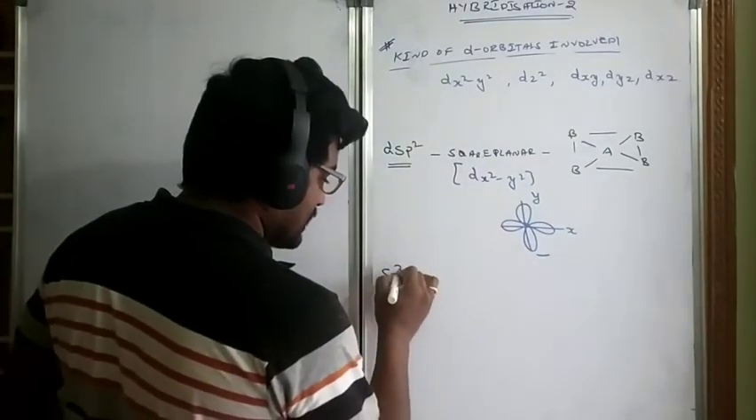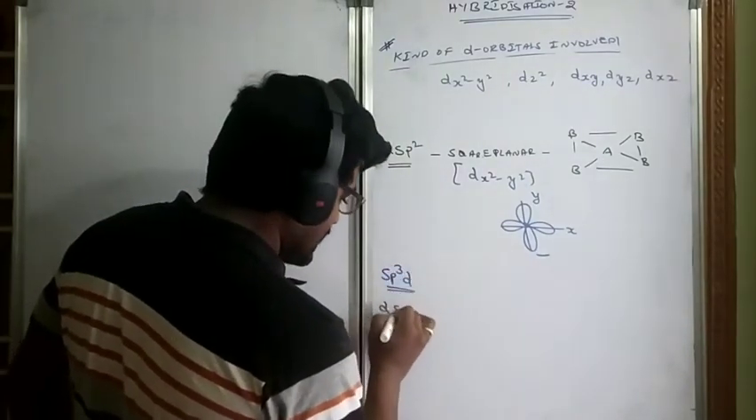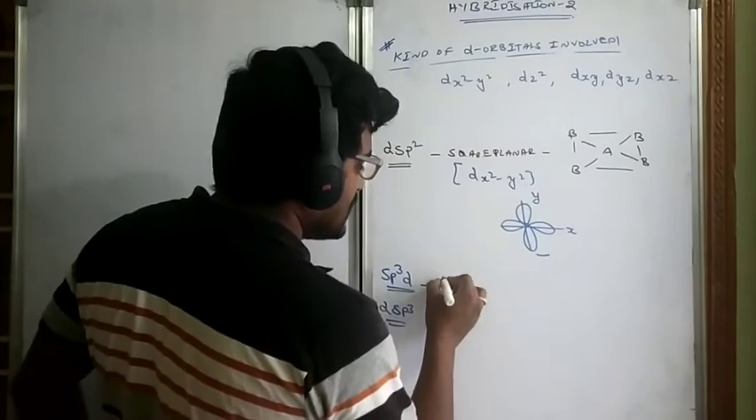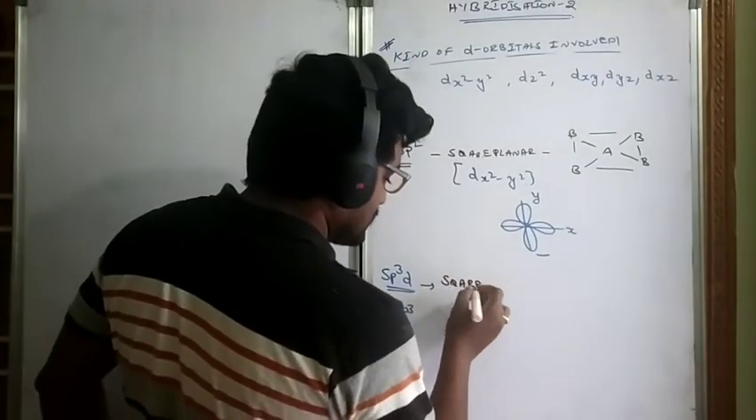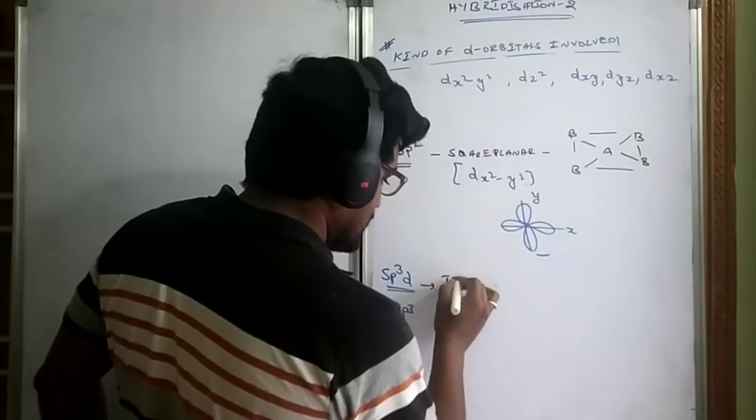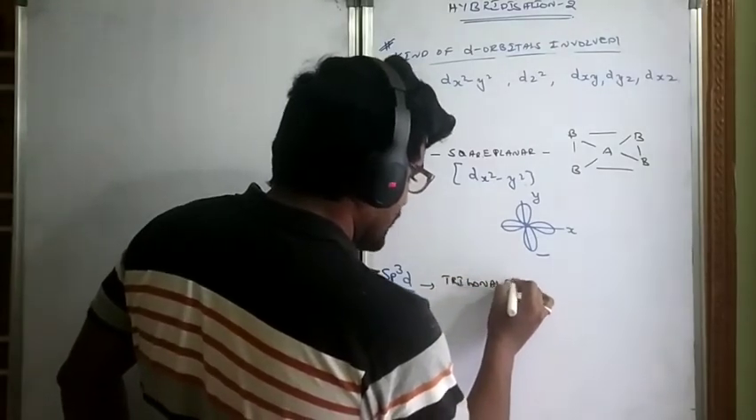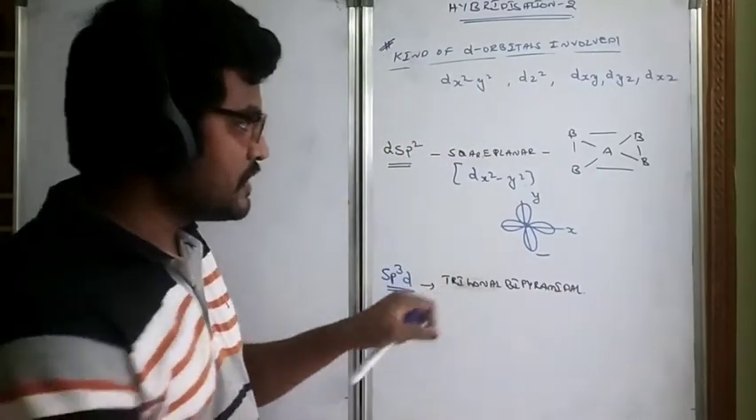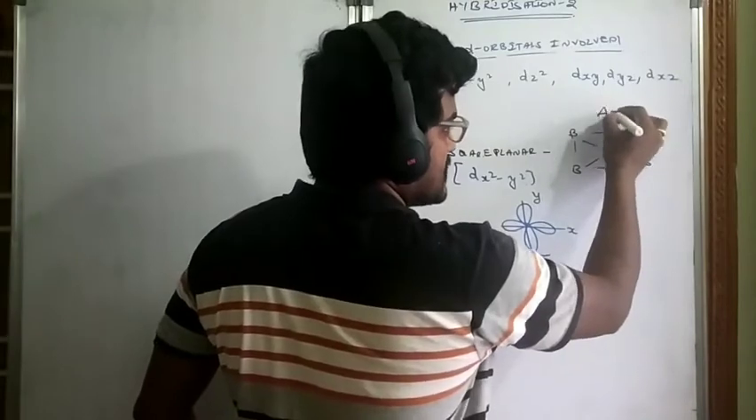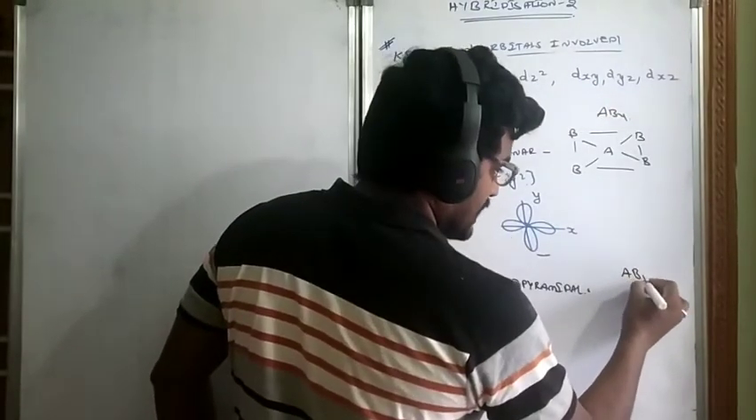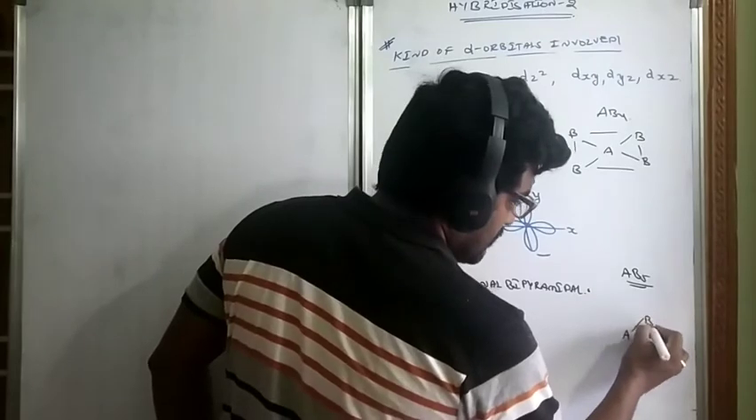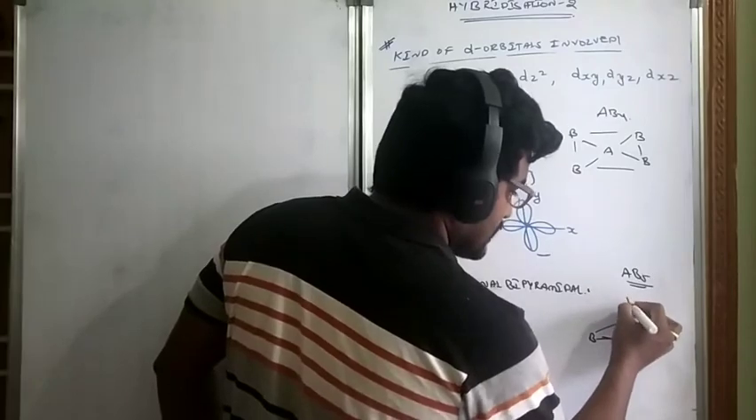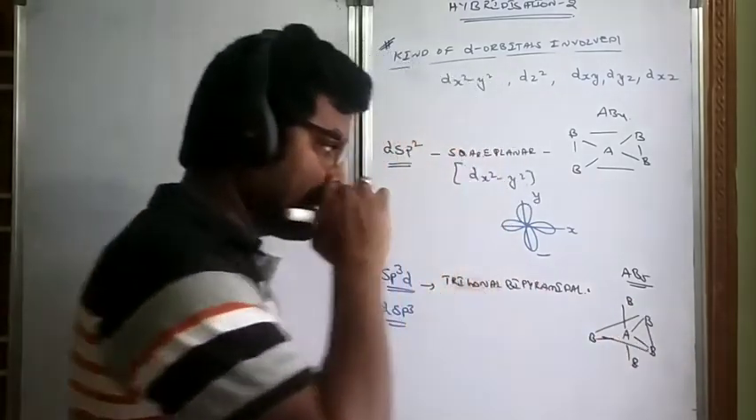If you take sp3d hybridization, or dsp3 hybridization, the resulting structure is trigonal bipyramidal. So the structure of the molecule is trigonal bipyramidal. This one is an AB5 molecule. A will be in the center, B atoms will be in the corners of the plane, and two B atoms will be above the plane and below the plane.